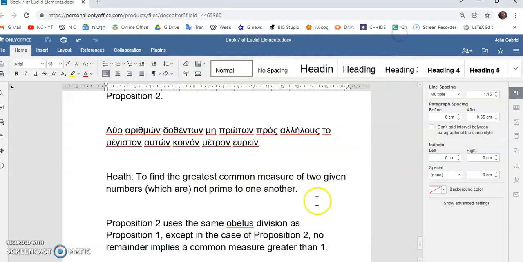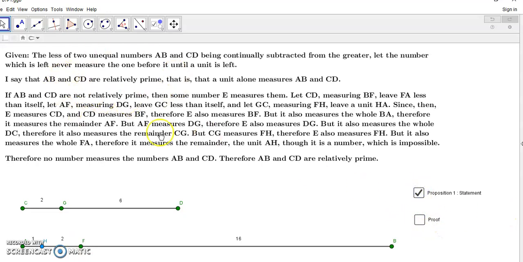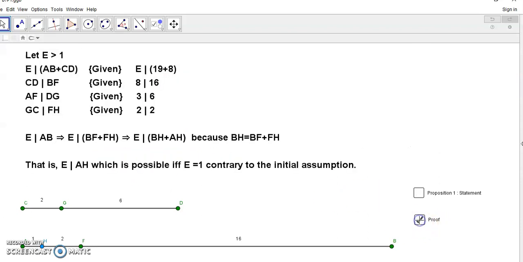Let's begin. So first what I want to do is show you the proof of 1, okay? So first the statement of proposition 1 is this in words, okay? But what it really says, and I'll give you a link to this applet too, is that you've got these two lines here. This is a smaller line, it's 8 units long, and this is a longer line, 19, and we want to find out if 8 and 19 have any common divisors. So we say let E be greater than 1.